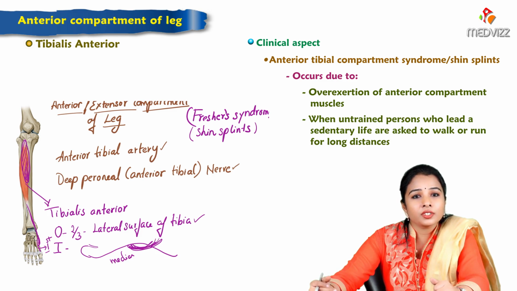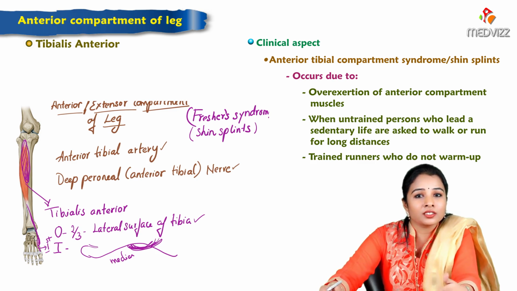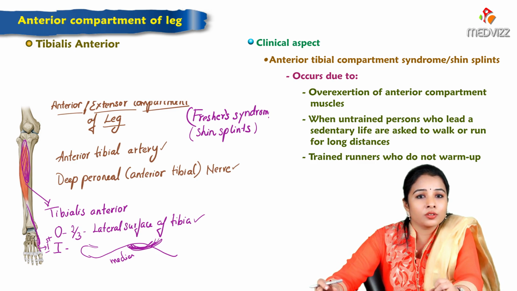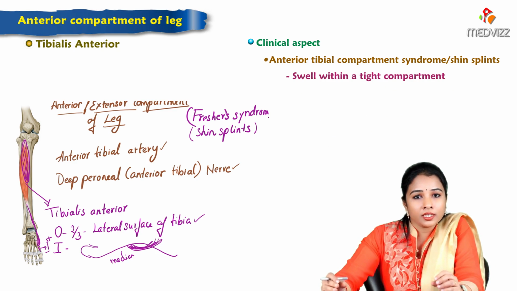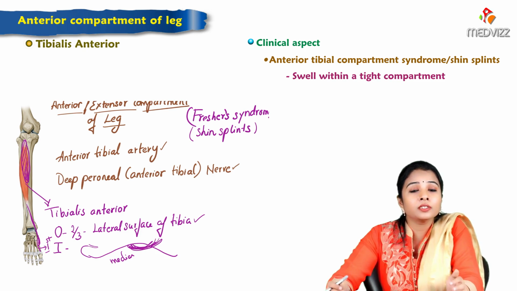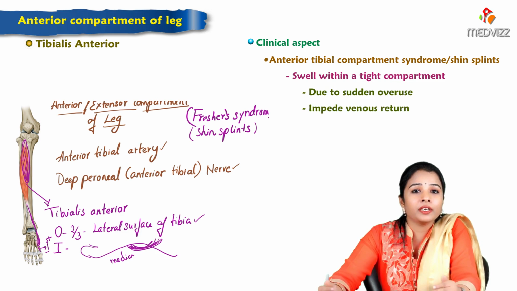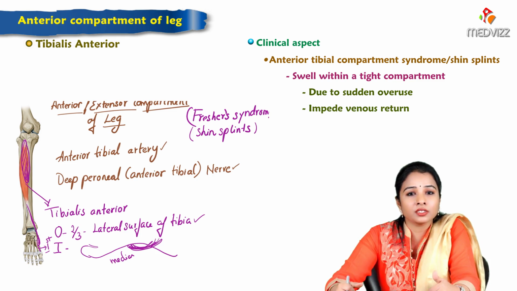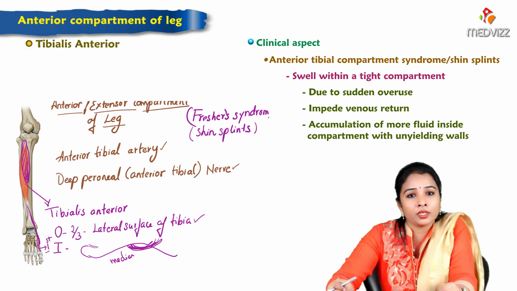And the other reason for shin splints is that it also occurs in trained runners who do not do a warm up. So without warm up, if they directly jump into fast running, that may also result in shin splint syndrome. The muscles of the compartment get swollen within a tight compartment. Why does this swelling happen? Because of sudden overuse, which may impede the venous return. So it reduces the venous return, leading to accumulation of more fluid in the anterior compartment of the leg.